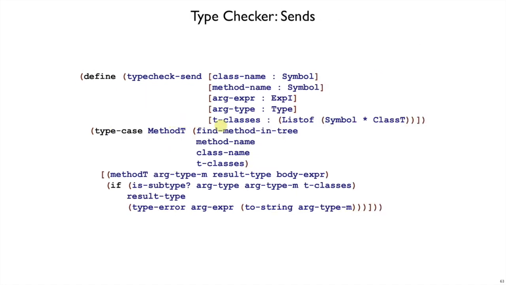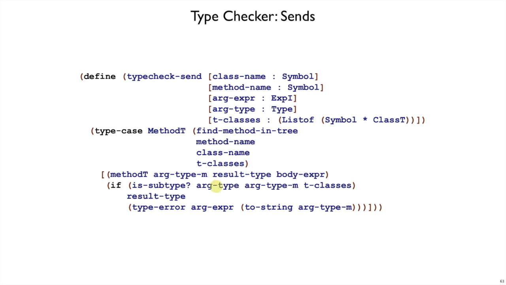Typechecking finds the method for that class with that method name. That method will have a declared argument type and result type. It'll have some body expression, but that's not our problem. That's already been checked. What we want to know is the type of the actual argument that we supplied, if that's consistent with the type expected by the argument of the method, which is argtype him.